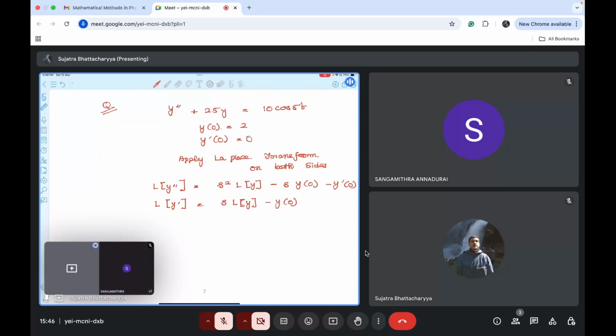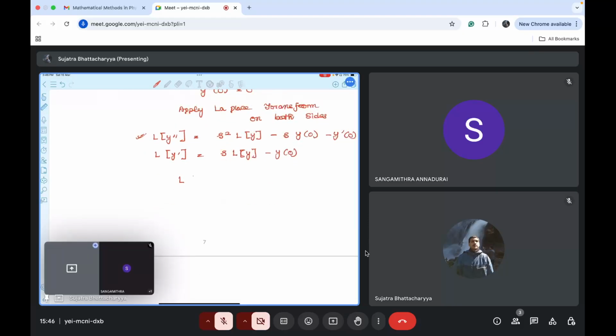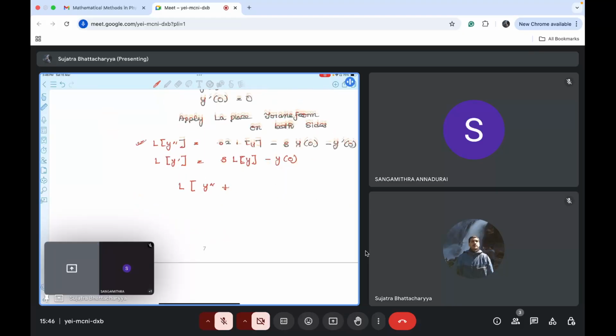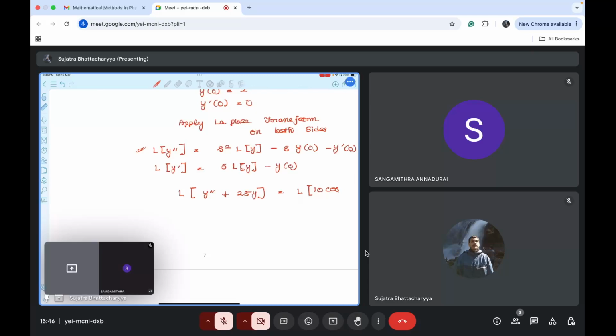Very interesting to see that there is no y dash term here. So we will only use this L y dash, y double dash. So applying Laplace transform. Okay. So what you will get: y double dash plus what is there in the question, 25y. And on the other side, you have Laplace transform of 10 cos 5t. Okay.